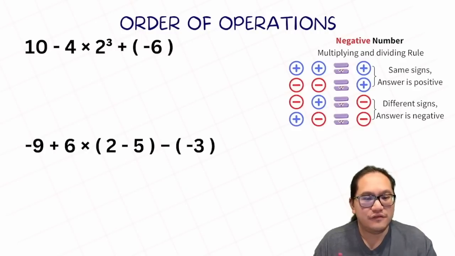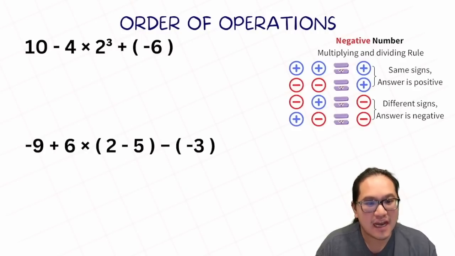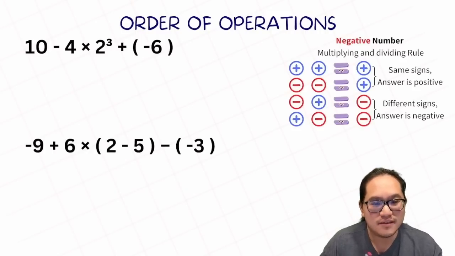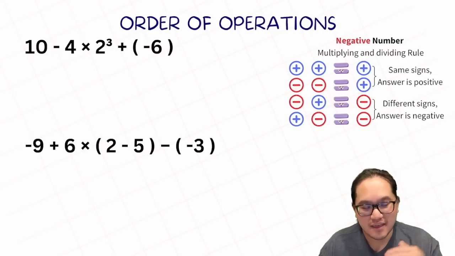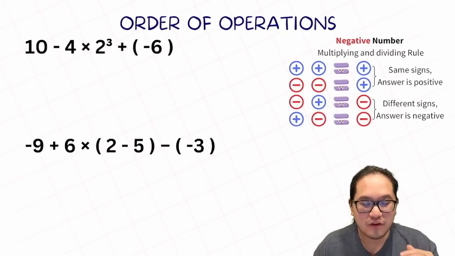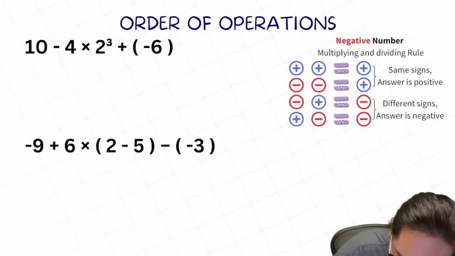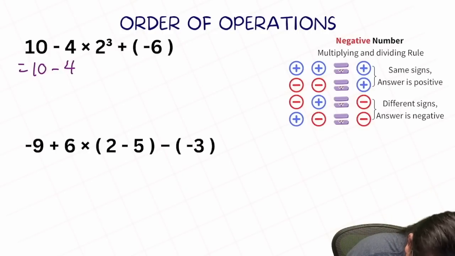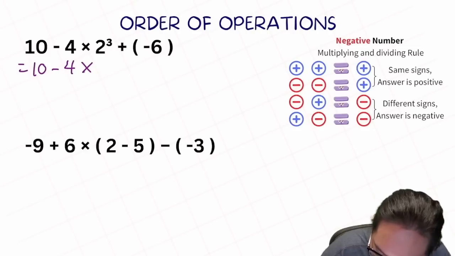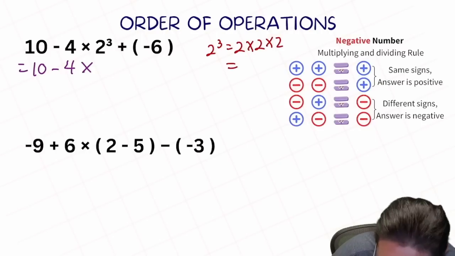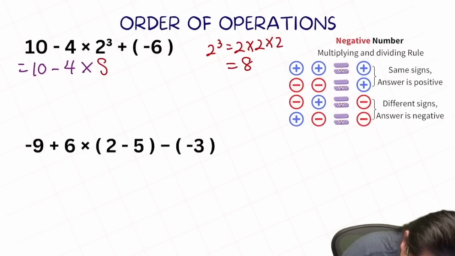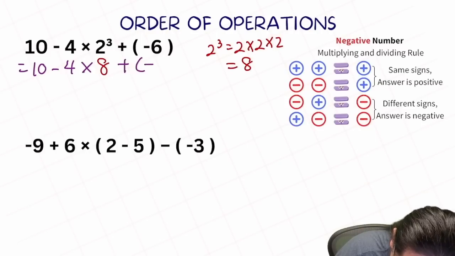So now we have 10 minus 4 times 2 cubed plus -6. The rules still apply, right? We need to do parenthesis and then exponent. So since we don't have any parenthesis, we have exponent. So let's do this. 10, 4 multiplied by 2 cubed. 2 cubed is equal to 2 times itself 3 times, right? Equal to 8. So we know that this is 8 right here plus -6.